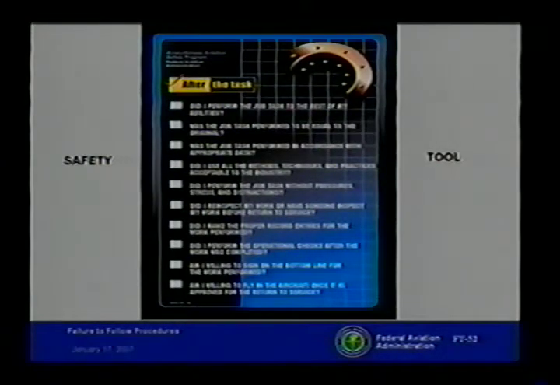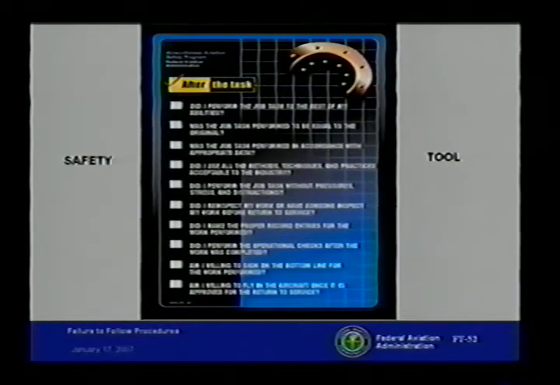And then once you've done the job, how do you know that you've finished? How do you take your personal responsibility for doing that? You go to your safety tool and you look at it again and you ask yourself these questions. Did I perform the task to the best of my abilities? Was the job task performed to be equal to the original? Was the job task performed in accordance with appropriate data, which means approved data? Did I use all the methods, techniques, and practices applicable to the industry? And did I perform the task without the presence of stress, pressure, or distraction?